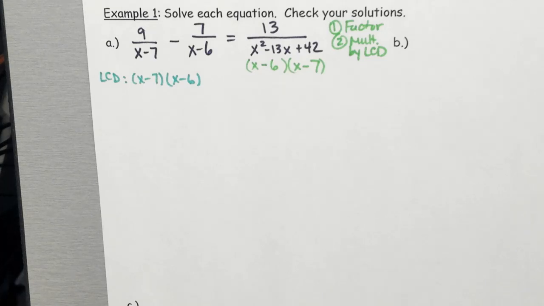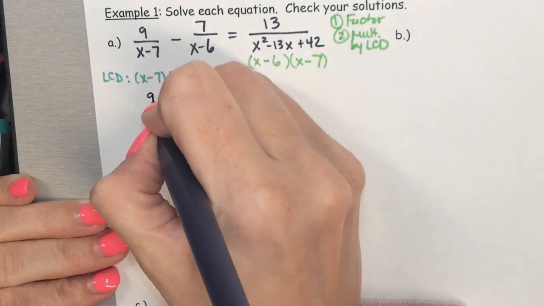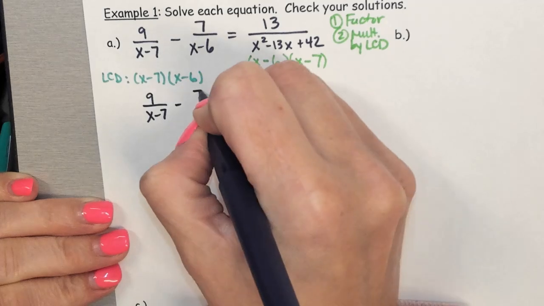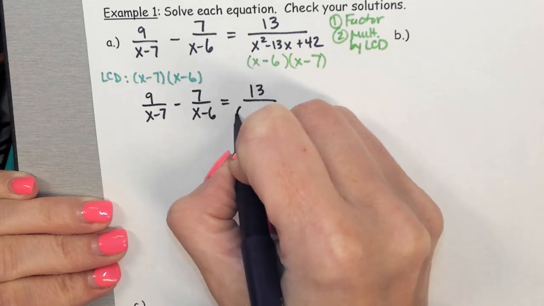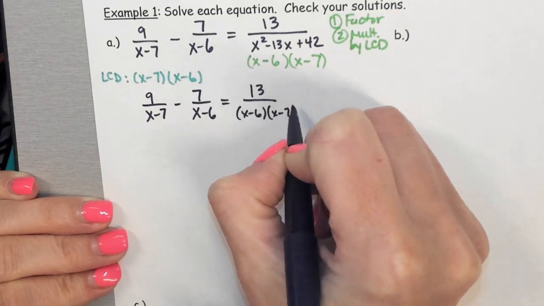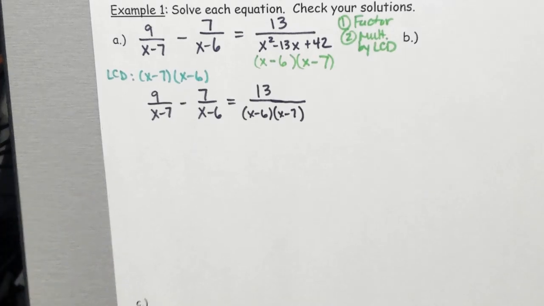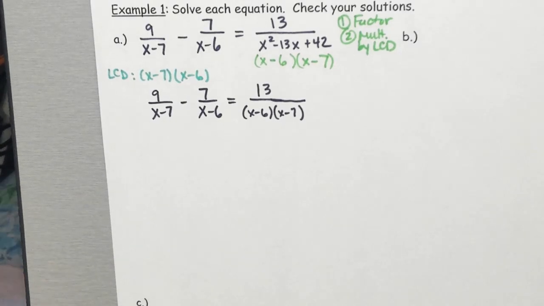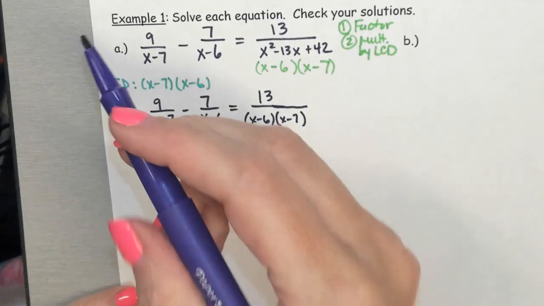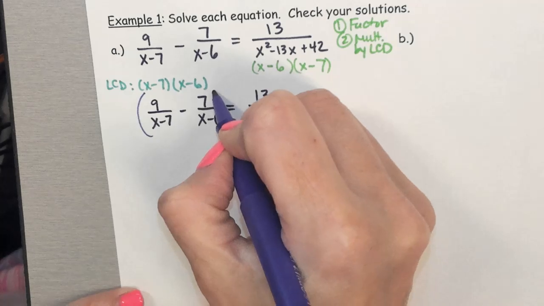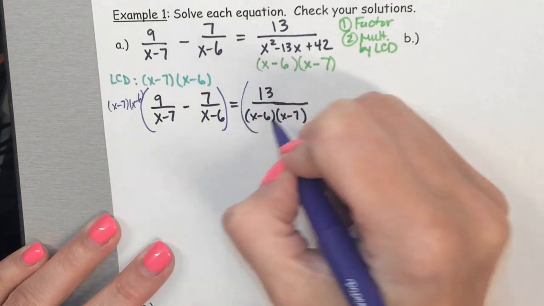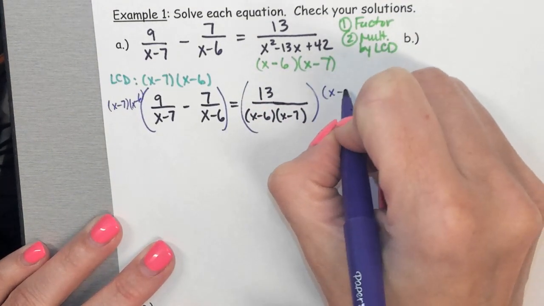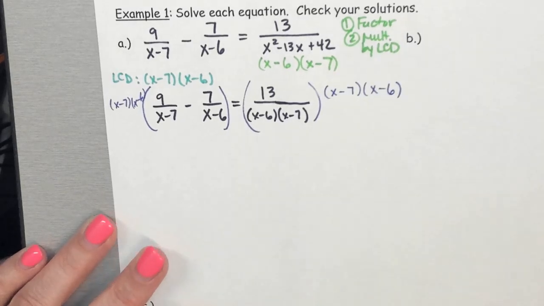And so I'm going to show you a few different ways that you can write this. So I want you to write this out just like me in the notes. So we just factored that, so we're going to leave that as our factored form. All right, so when you're multiplying each side, you're going to multiply by x minus 7 times x minus 6, and you're going to multiply this side by x minus 7 times x minus 6.